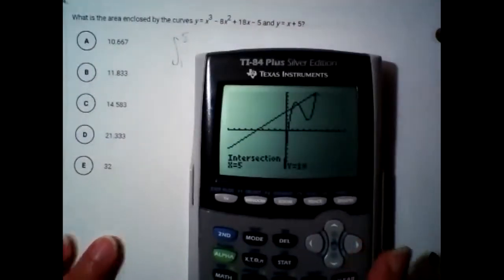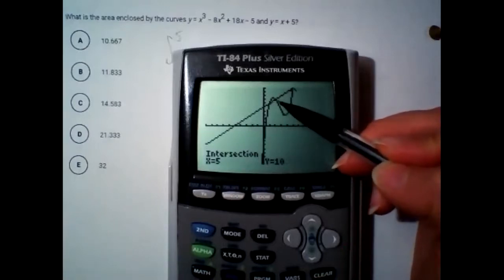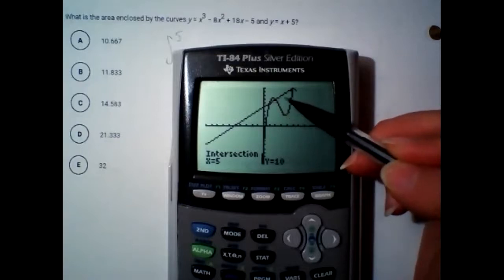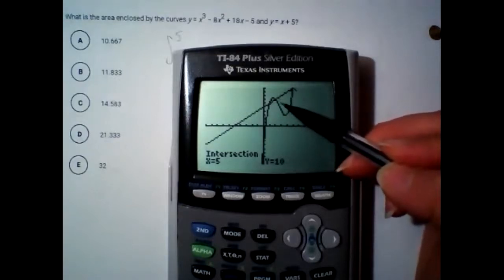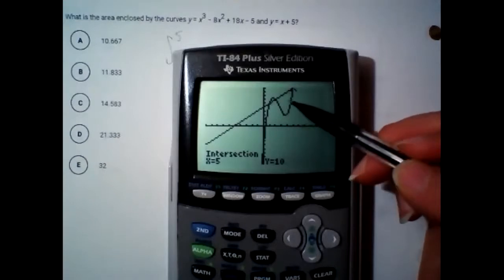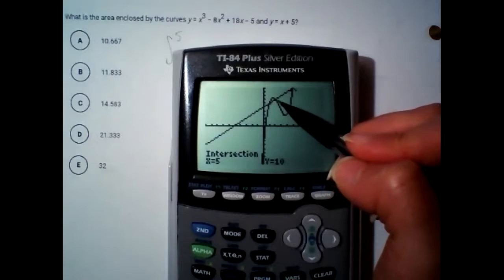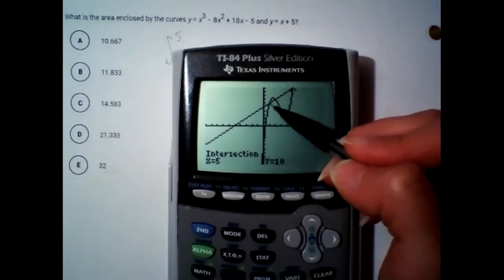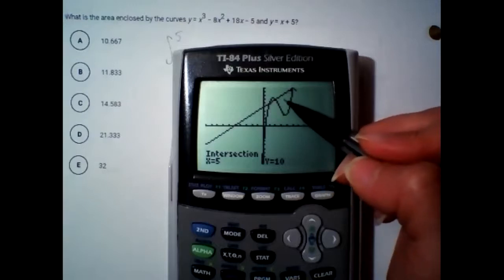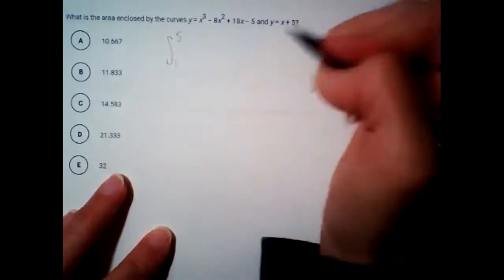And I'm going to need to put an absolute value around it because for this little section, the cubic graph is on top and the line is underneath. And then for this bigger area section, the line is on top and the cubic graph is underneath. You could break it into 2 separate integrals and break it at this intersection here, but doing it all at once is less work. So that's the better way to do the problem. But if you put an absolute value around it, then it won't matter which way you subtract the function.